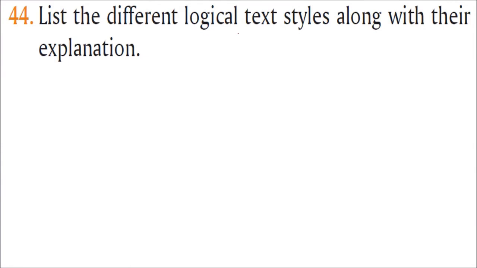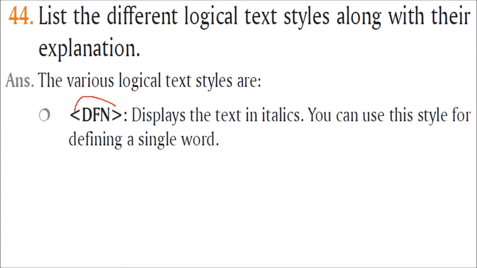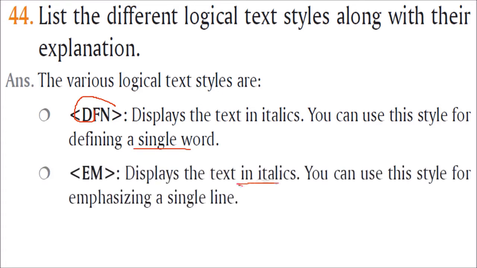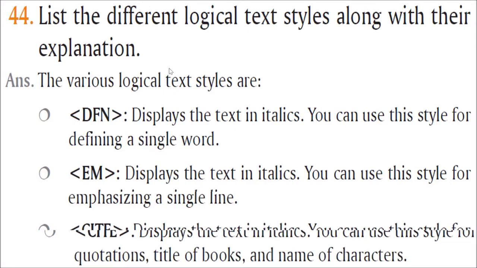List the different logical text styles along with their explanation. So we'll start with the logical text tags. DFN: the text will be in italics, and this is for a single word. EM: again the text will display in italics, but this is for emphasizing a complete line. Cite: again you will see this in italics, but you can use this style for quotations, titles of books and the names of characters.